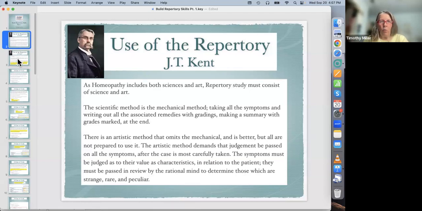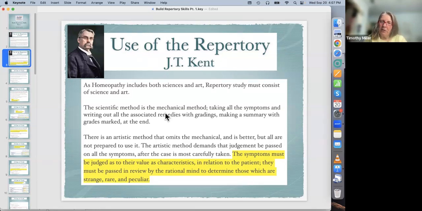What Kent says, and what I deem to be important in this particular quotation, is: as homeopathy includes both sciences and art, repertory study must consist of science and art. The scientific method is the mechanical method, taking all the symptoms and writing out the associated remedies with gradings, making a summary with grades marked at the end. That's something we probably all did before we graduated to using a piece of homeopathic software.